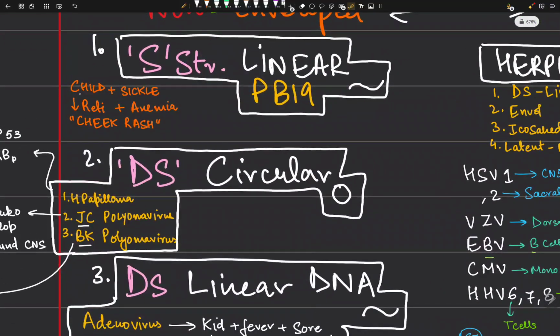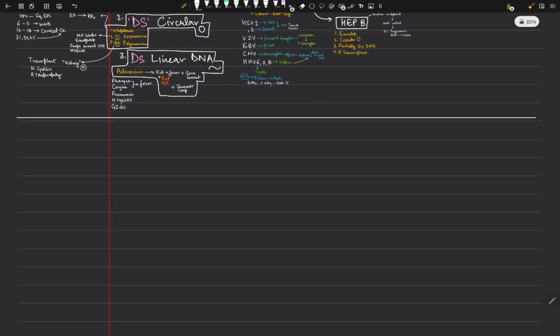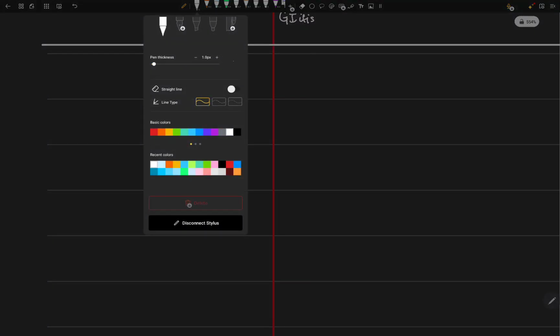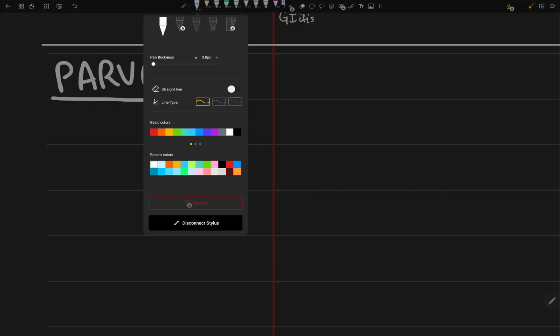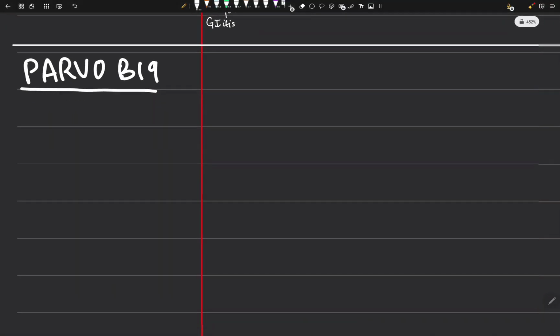The clinical vignette we usually have is a child with sickle cell, aplastic anemia, low reticulocyte count, and a cheek rash. So that's the clinical vignette. Let's try to learn that concept. Very simple. Let's start with Parvo B19. Pretty cool name.